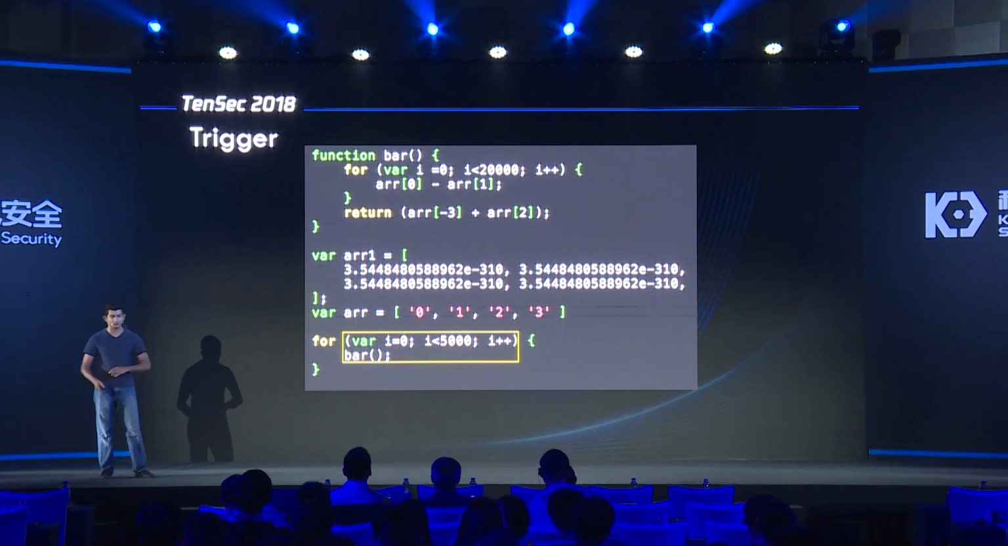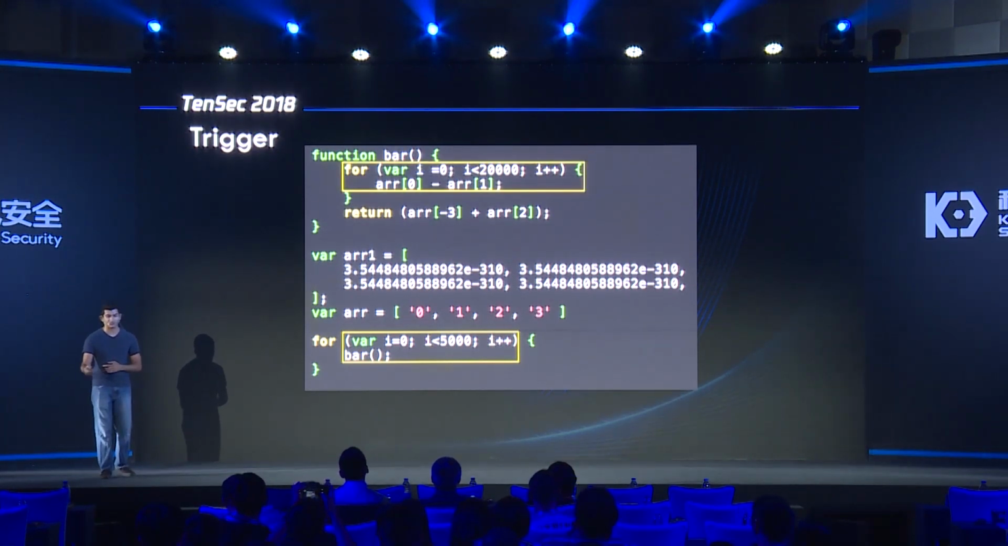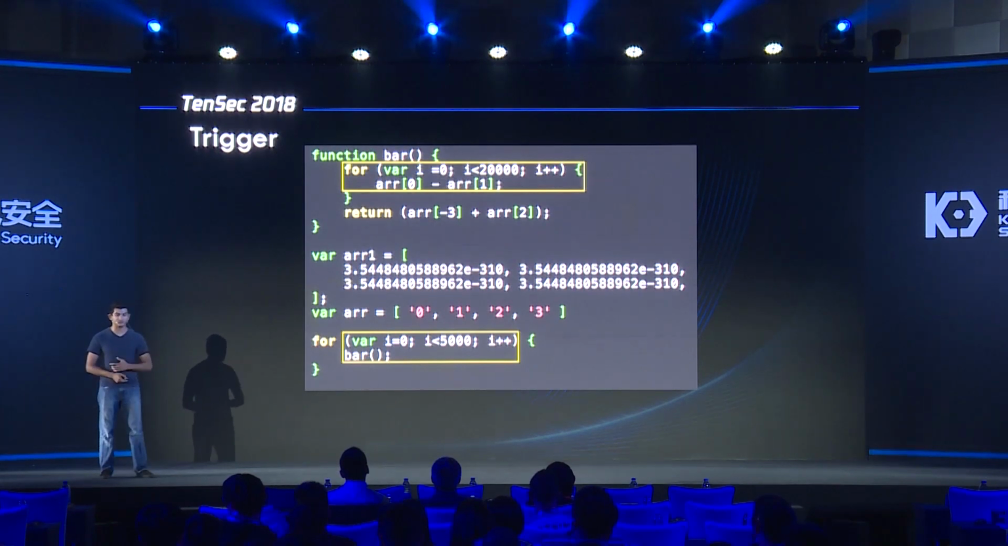If we look at it a little bit more, we'll see that we have a for loop where we're calling this bar function 5,000 times. Within the bar function, we have this for loop that is iterating 20,000 times, and it does absolutely nothing. The whole point of this is to get the function bar to be DFG'd and then to be FTL'd.